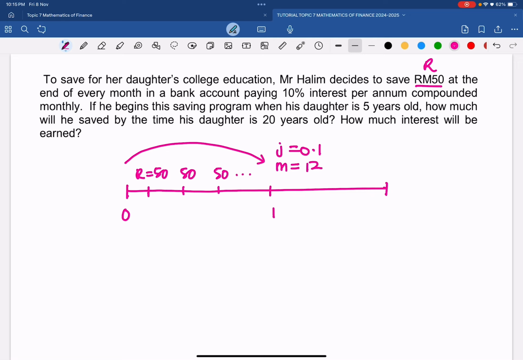And if he begins the saving program when his daughter is 5 years old, so the daughter is 5 years old when the time is 0, or the year is 0, how much will he save by the time his daughter is 20 years old? So if his daughter is 20 years old, means 20 minus 5. So the year that he'll be doing his saving will take 15 years.